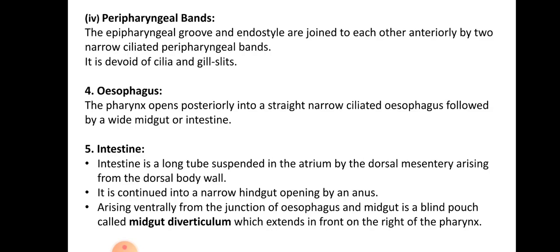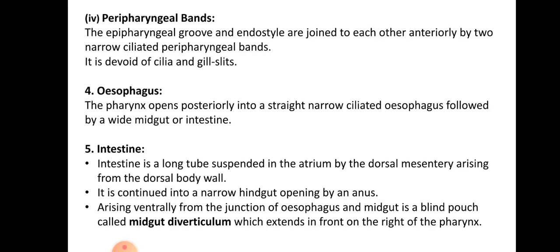Now the next structure in the alimentary canal is the esophagus. Posteriorly, the pharynx leads into the short, narrow and tubular esophagus having ciliated internal lining and leading into the gut or the intestine. Now intestine here is as long as the pharynx. It is suspended from the dorsal body wall by a dorsal mesentery into the atrial cavity.